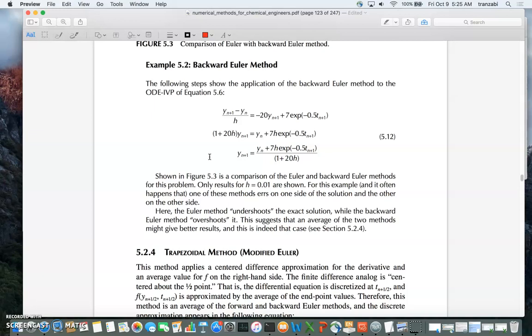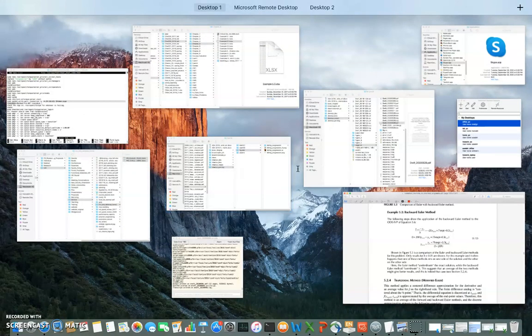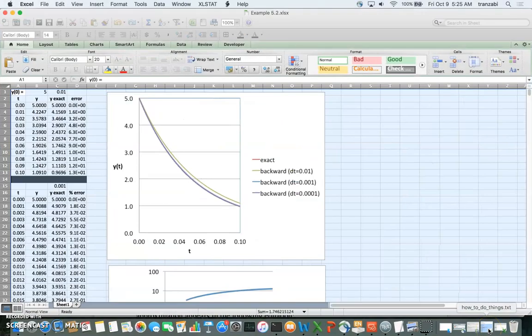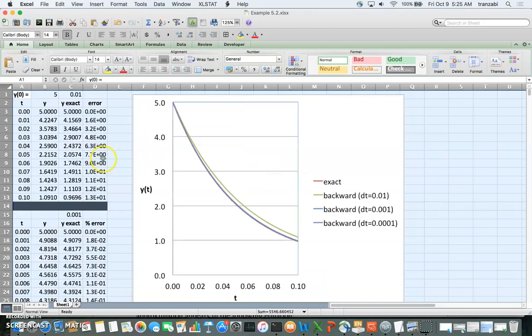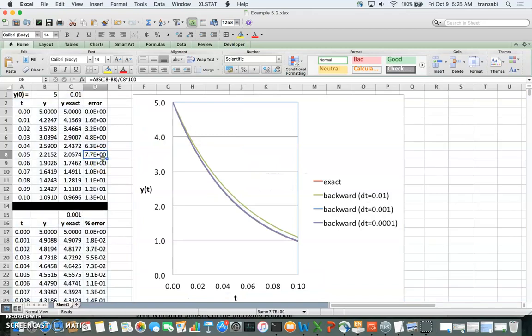So this is very suited for spreadsheet calculation, because if you have yn, then you can calculate yn plus 1, and then the rest of it would be dragged down. So let's look at the result for example 5.2. I'm going to increase the font a little bit.